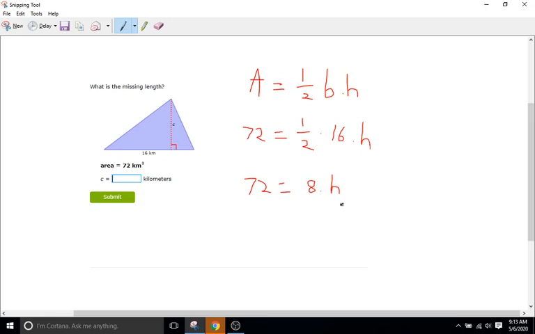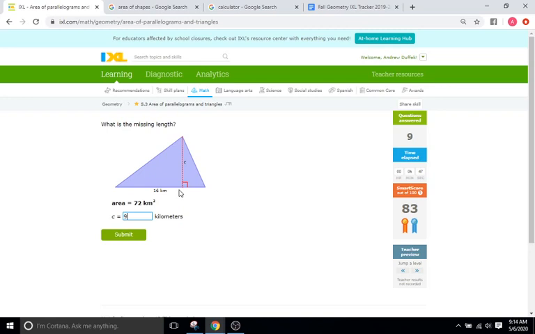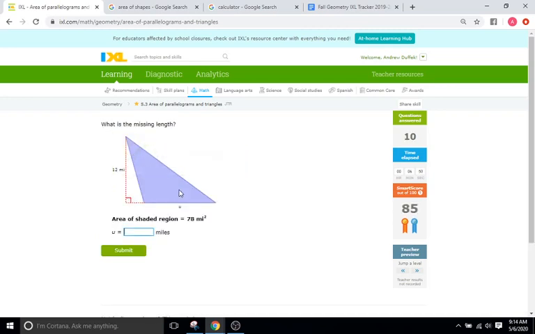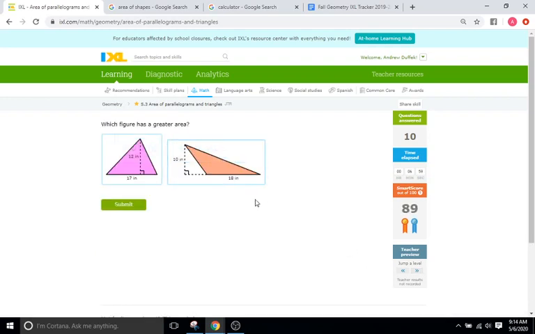Okay, and then to get the h by itself, we'll divide both sides by 8. So all we are left with is 72 divided by 8, which is 9, equals h, or c. It's our height, right? So this is going to be 9. So we're going to plug that in. Do 9. And that is correct. Okay, so when in doubt, just write it out algebraically. You should probably be doing that anyway if you're struggling. So that's where I'm going to end the video, I believe. Let me see. Oh, one more.